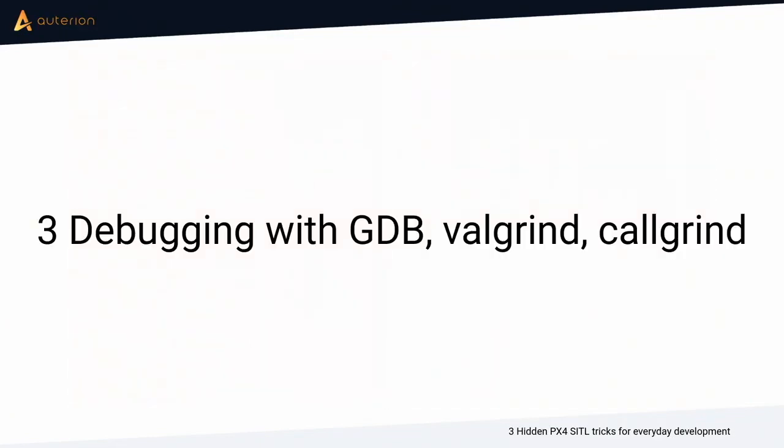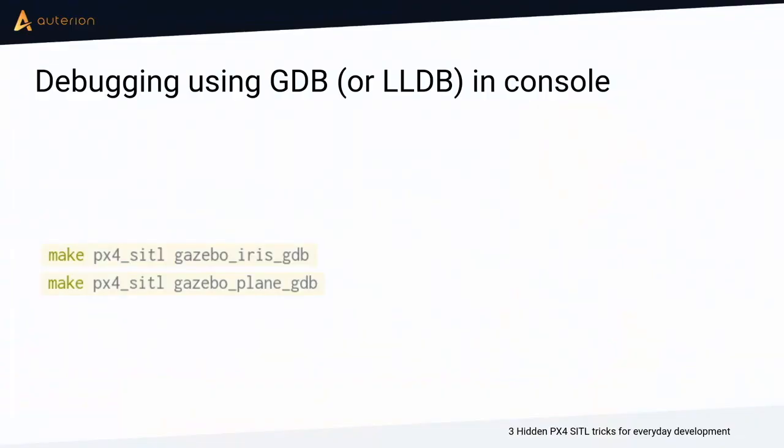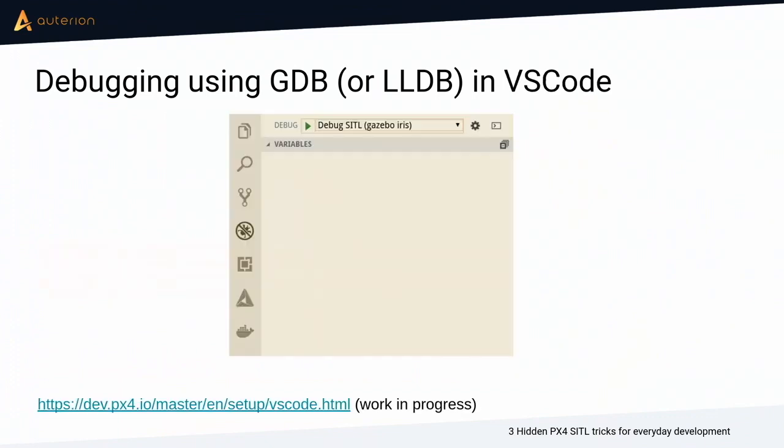Third one, debugging with GDB, Valgrind, and Callgrind. I'm not going to cover how to do GDB, Valgrind, or Callgrind. I'm just going to quickly say how that's actually quite easily doable with PX4. All you have to do is use the model, so iris or plane, underscore GDB. That's as easy as it is. And thanks to Daniel's recent work with VSCode, it's even possible out of VSCode.